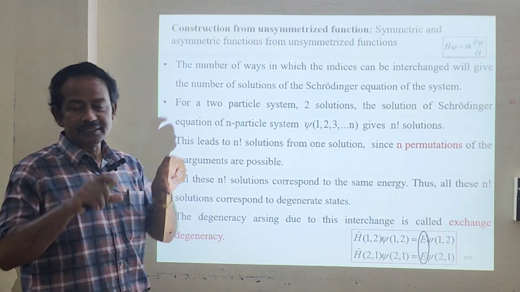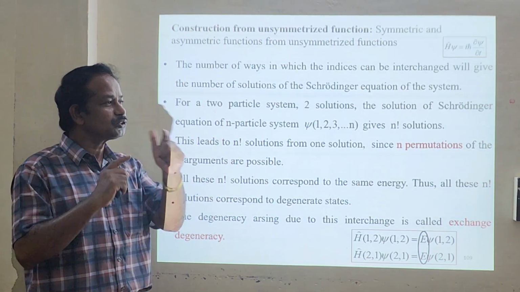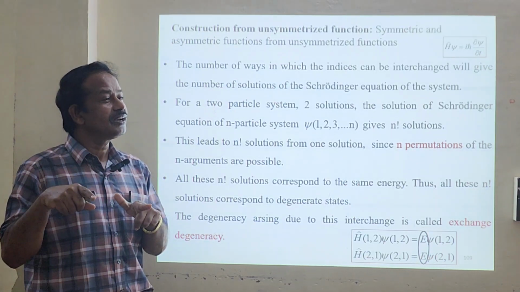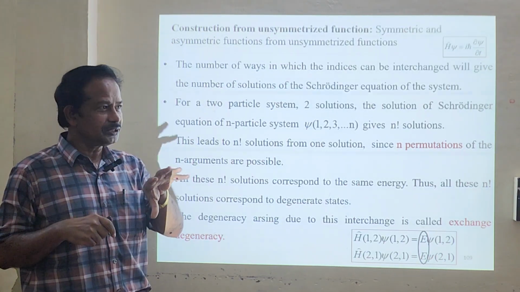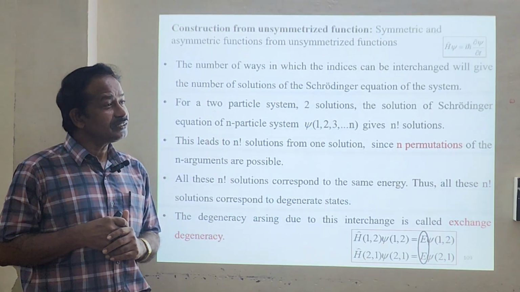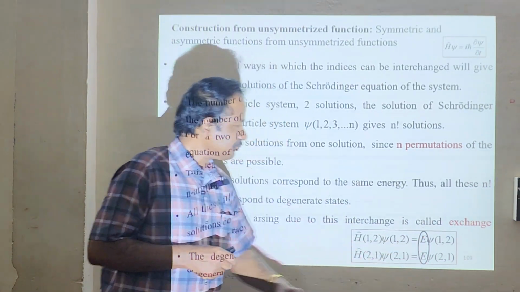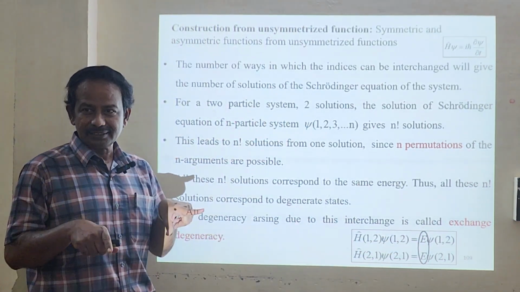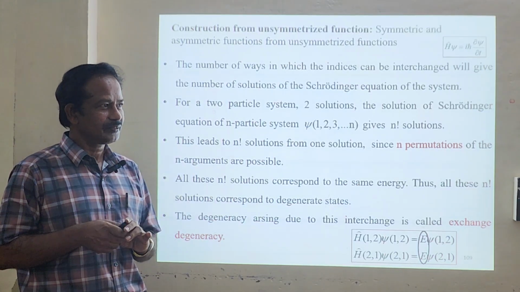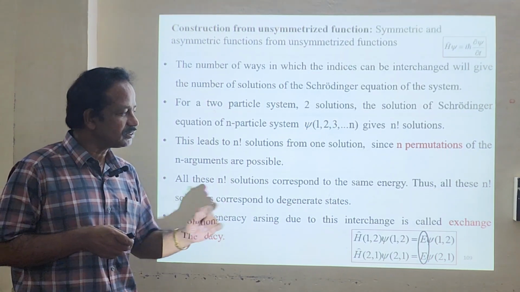Now suppose we consider this system consists of two particles, 1 and 2. I am going to swap. Particles are identical, so H12 equals H21. Hamiltonian will be equal. How many energies are there? We have obtained 2 energies. Correct. Of course, both energies are equal, degeneracy. How many solutions are there?